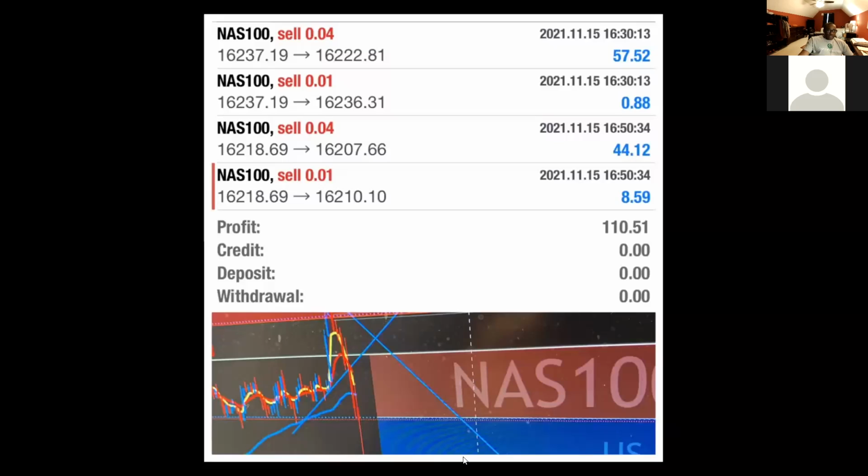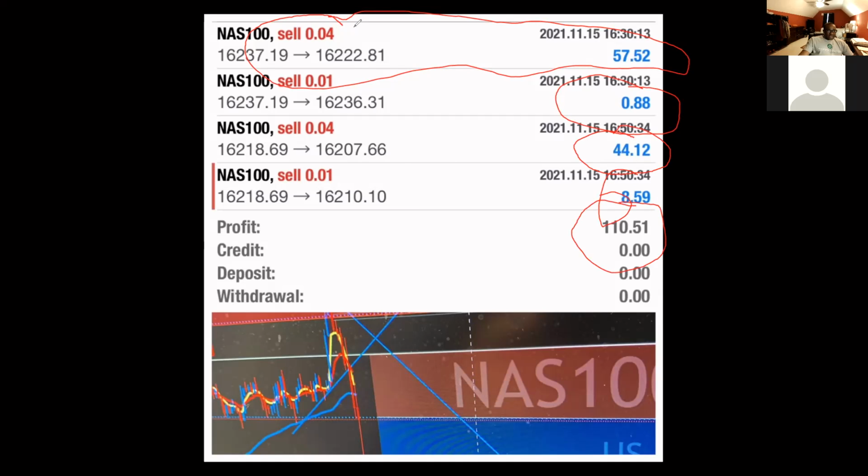All right. So notice I started with a very low lot size, very low. So 0.04, closed a partial, $57. Closed the second partial, 86 cents. Jumped in on that second time, 44 and an 8. So $110 profit that day.